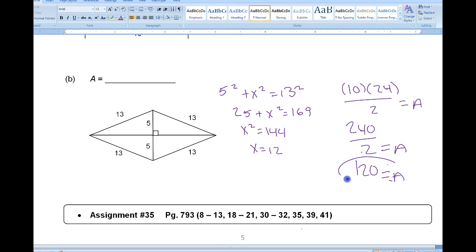One thing I want to add, this formula, it says area of a rhombus. It should also be for a kite. So you could put area of a rhombus just above in that box.